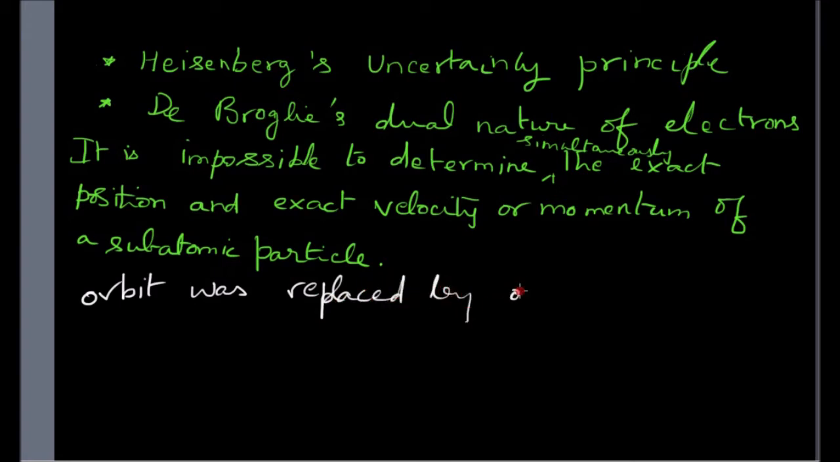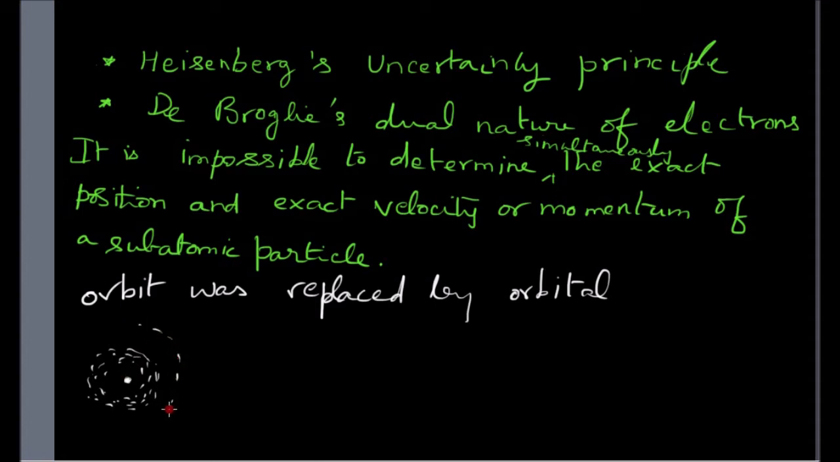What is an orbital, or how do we define an orbital? Orbit is an exact path, but orbital is a hazy region around the nucleus where the probability of finding the electrons is maximum. If you call this the nucleus, then this will be the orbital. Orbital is not showing so many electrons, but it is the region where the probability of finding the electrons is maximum.